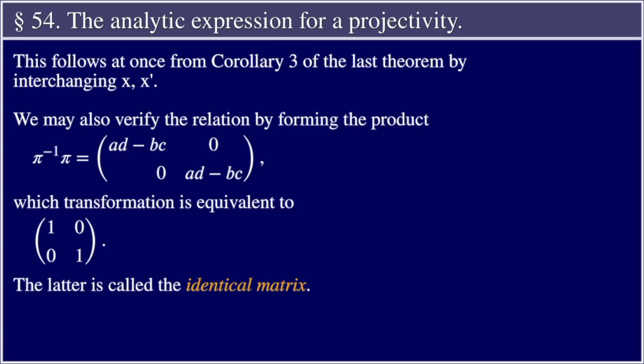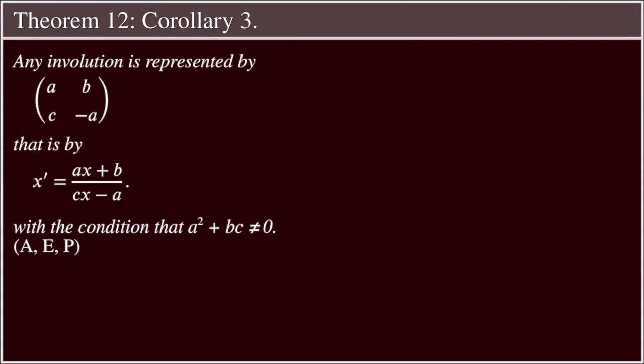We may also verify the relation by forming the product pi inverse pi equal to the matrix AD minus BC, 0, 0, AD minus BC, which transformation is equivalent to the matrix 1, 0, 0, 1. The latter is called the identical matrix. Corollary 3. Any involution is represented by the matrix a, b, c, minus a, that is, by x prime equal to the quantity ax plus b divided by the quantity cx minus a, with the condition that a squared plus bc is not equal to 0. Assumptions A, E, and P.